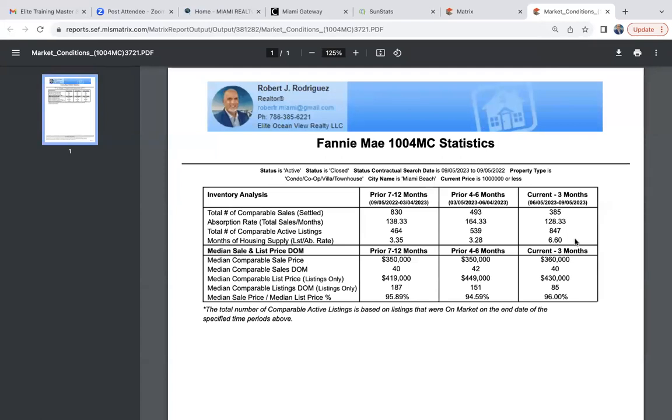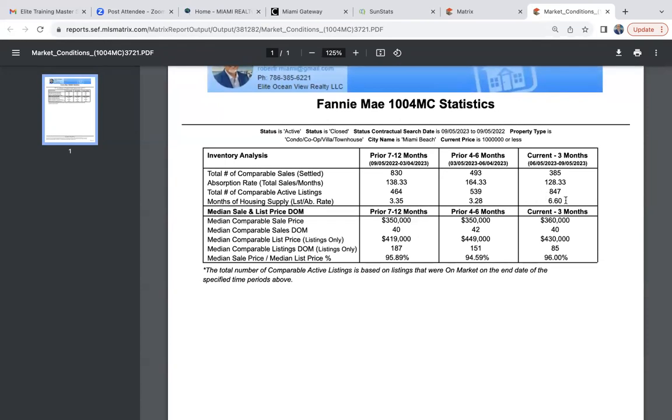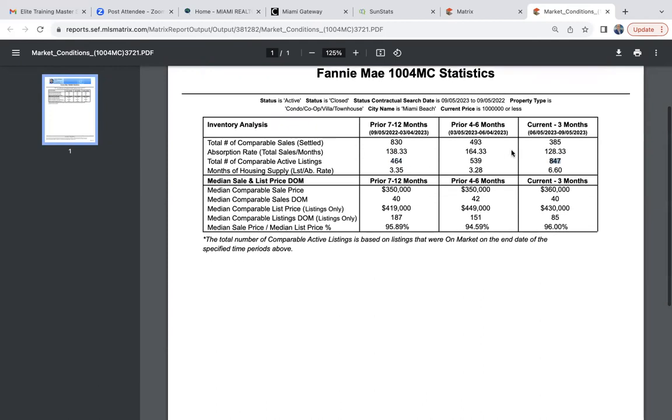So it's pretty much balanced, right? It's an average market. It is definitely trending towards a buyer's market because look where we started. We started at 3 months of inventory, and now it's doubled. It's up to almost 7 months of inventory. We went from having 464 active listings to now 847 active listings. We went from selling 138 properties per month to now selling 128 properties per month.